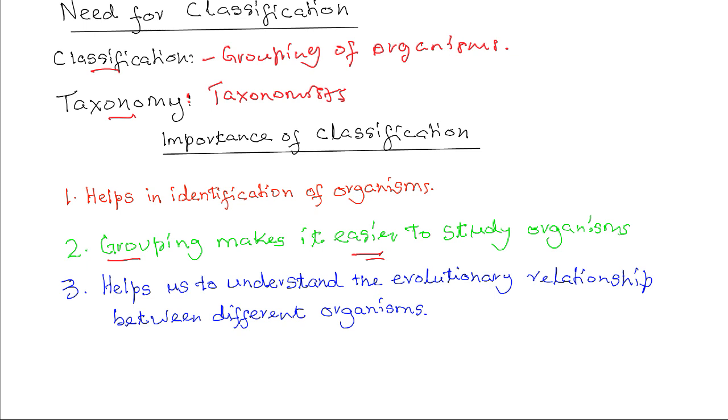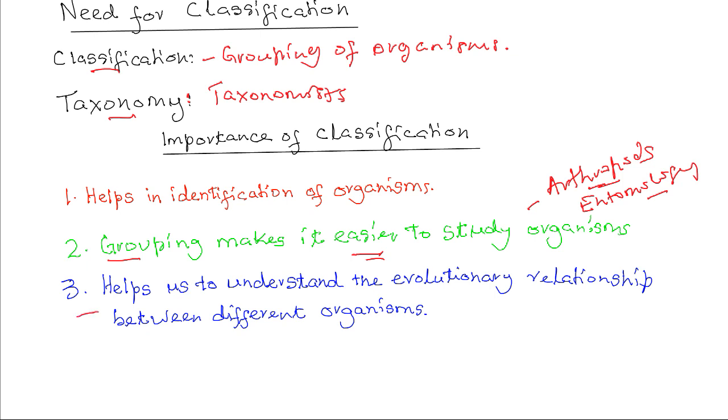For example, all arthropods are placed in one group, and the study of these arthropods, and especially the study of insects that belong to this group arthropods, is known as entomology. So by grouping insects into one group, it makes it easier for us to study them.